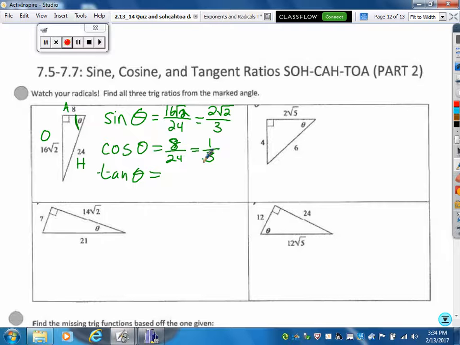Now here's where it comes into play right here. We've got our TOA. We've got 16 root 2 all over 8. Now this radical right here is okay, it's in the numerator, but you've got to go ahead and simplify right here, 2 root 2. So had this radical been in the denominator, we would have had to rationalize. So let's see what goes on with this next one.